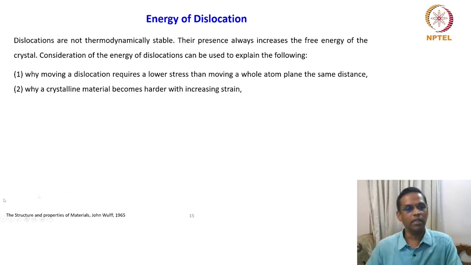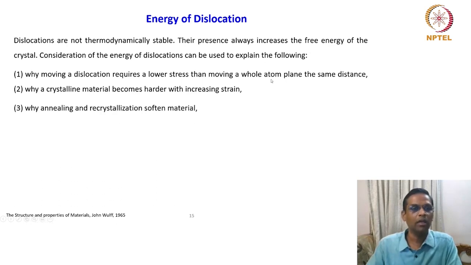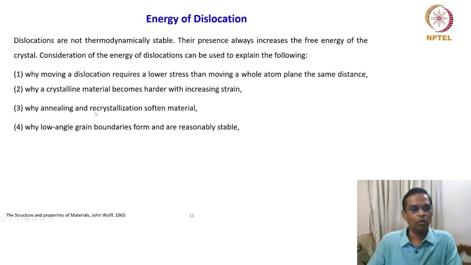So that's why understanding of energy is important. And again, why does crystalline material become harder with increasing strain? Increasing strain means we are multiplying the dislocations in this crystal system. And multiplying the dislocations in the crystal system, it will do so many other things, and the system becomes complicated. And the energy is always going to get increased. So that's why we are thinking about the energy. Why do annealing and recrystallization soften the material? Increasing the strain increases the dislocation density. It gives a clue, right? Annealing and recrystallization is going to reduce them.